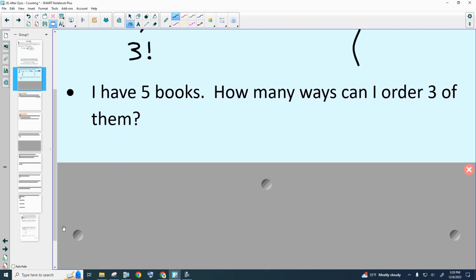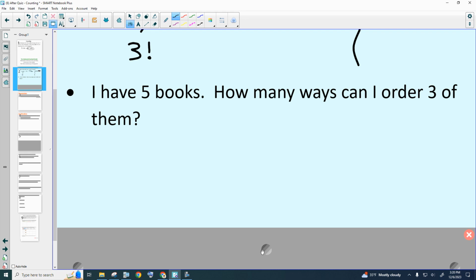All right, let's say I have 5 books. How many ways can I order 3 of them? And again, no repeats. Order does matter. So now you have 5 options for the first book. You have 4 options for the second book. You only have 3 options for the third book. And we only want 3 books. So that's using the fundamental counting principle here, we can get 5 times 4 times 3, which gets me 60. There's 60 different book combinations of 3 books.